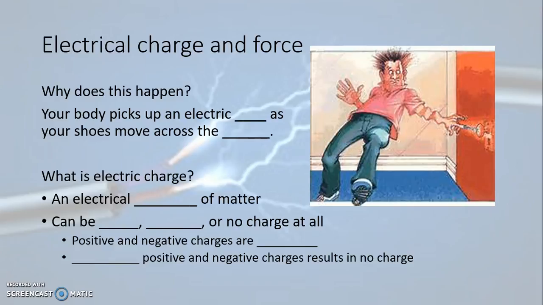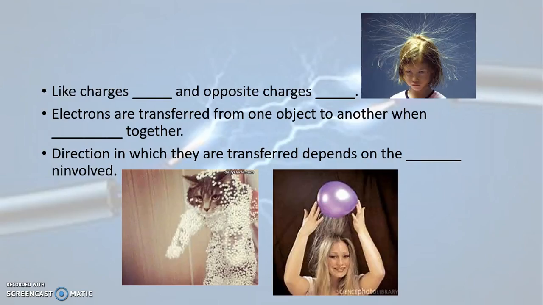All right, so what is an electric charge? Well, an electrical charge, it's an electrical property of matter. It can be positive, can be negative, or it can have no charge at all. Positive and negative charges are said to be opposite. And if you have equal positive and negative charges, there will be no charge because they will cancel each other out. Okay, so like charges will repel each other. Opposite charges will attract. And electrons are going to be transferred from one object to another when they are rubbed next to each other.